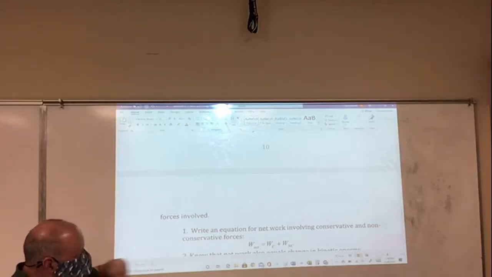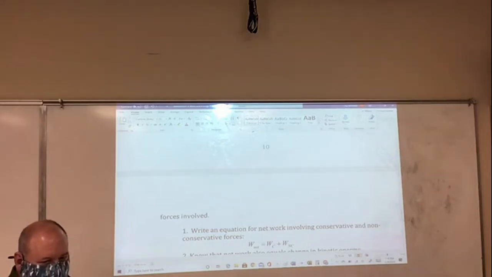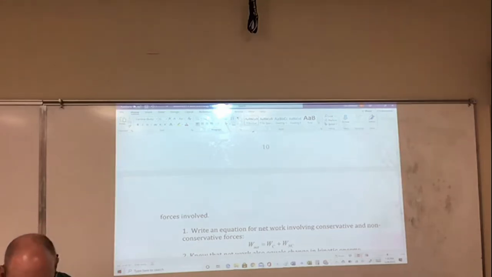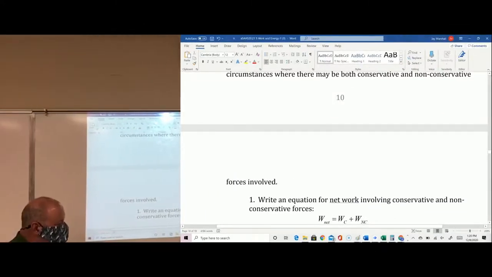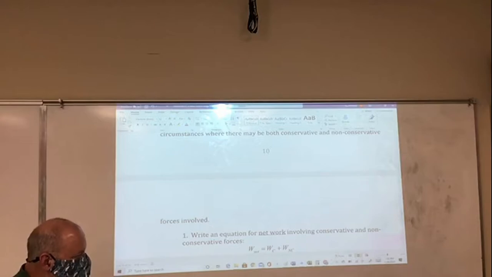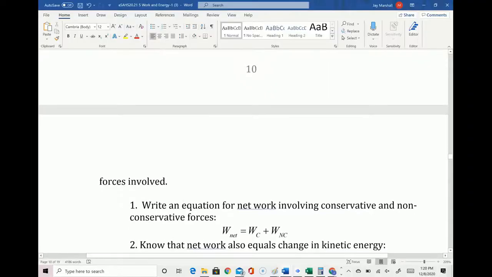So let's write an equation for net work involving both conservative and non-conservative forces. And hopefully it makes sense that the net work that we do equals the sum of the conservative and the non-conservative work. Okay, that's going to make sense. And in all likelihood, the non-conservative work is going to oppose the conservative work. And so one of these things will likely have a negative value. And you hope that in whatever scenario it is, that you're going to at least get a little bit of actual work out of it. You don't want the non-conservative work to completely cancel out the conservative work.